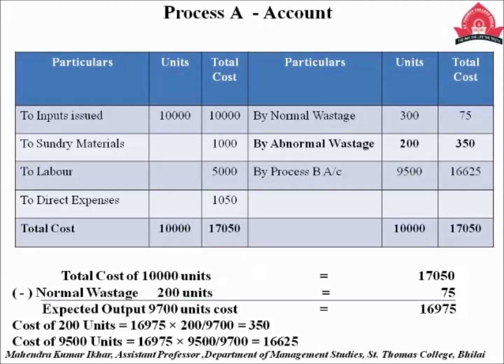So in process A account, you can see we have given inputs as debit 10,000 units, rupees 1 per unit, total cost 10,000 rupees, and simultaneously sundry materials, labor and direct expenses are debited. Now the normal wastage in first process A is 3%, so that 3% is calculated on total 10,000 units introduced. 10,000 into 3%, that is normal wastage 300, and the cost of per unit normal wastage is 0.25, so the total cost of normal wastage is 75.